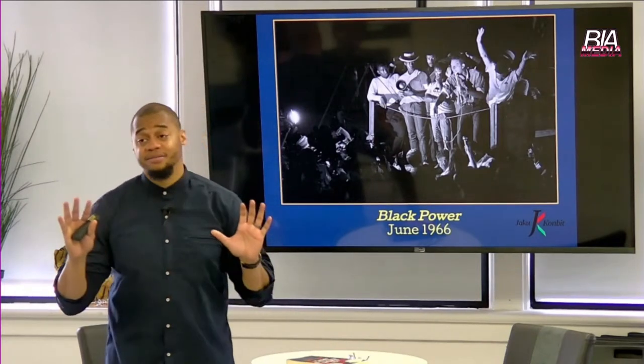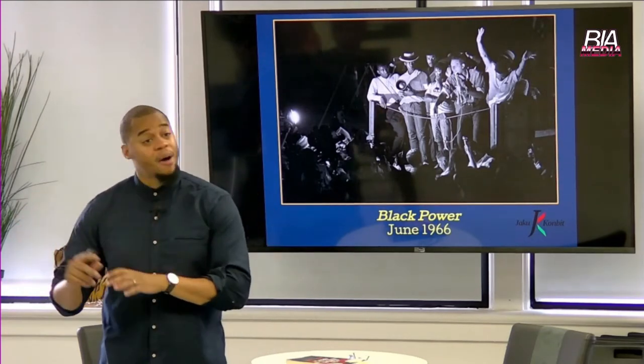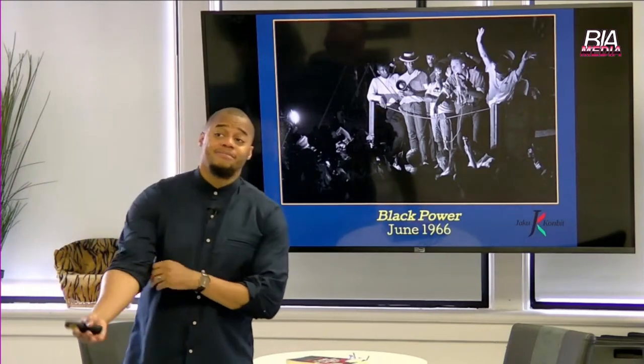King was very wary about Black Power. He was like, I don't know what that means. It sounds very similar to white power. I'm not really for it. Let's stick to freedom now. And they couldn't agree on that.